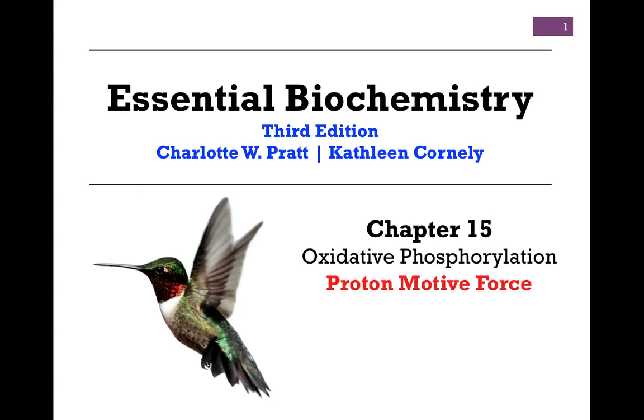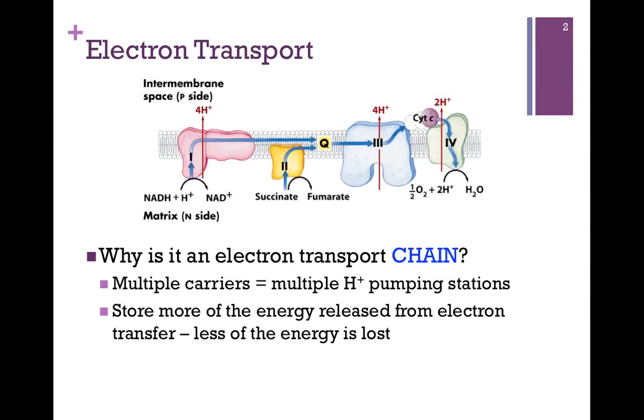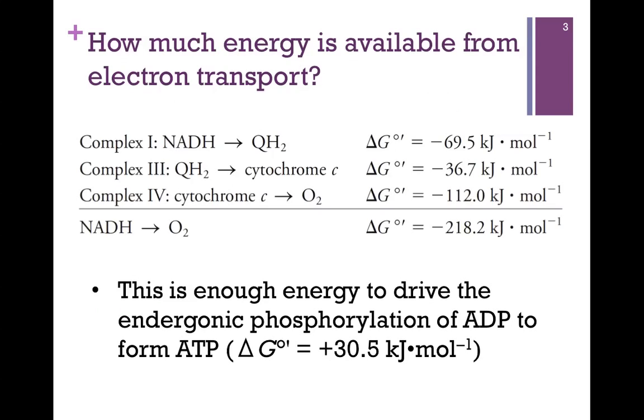In our next lesson on oxidative phosphorylation from Chapter 15, we want to look at proton motive force. In our last lesson, we talked about the fact that multiple components to our chain give us multiple proton pumping stations. And so we can store more of the energy in the form of that gradient, and we lose less of that energy. Let's look more particularly at that.